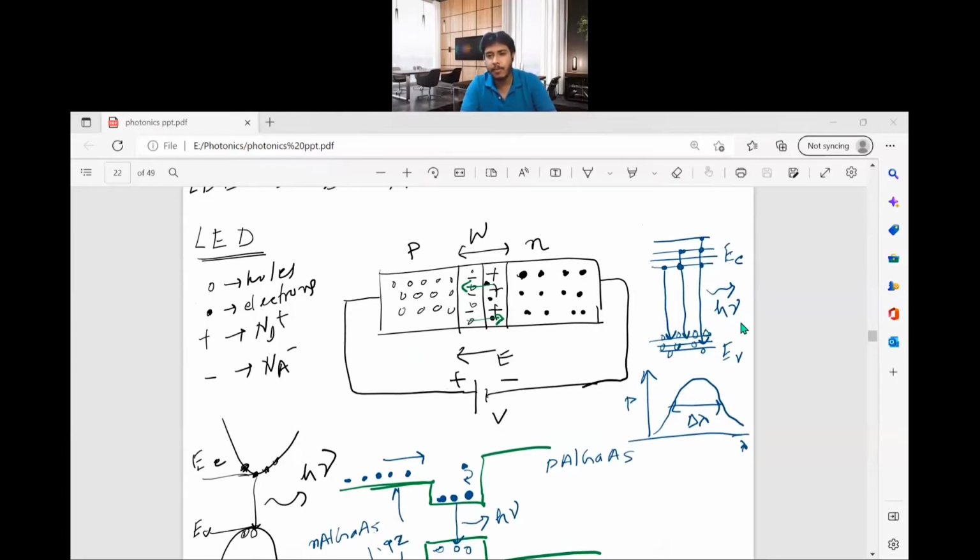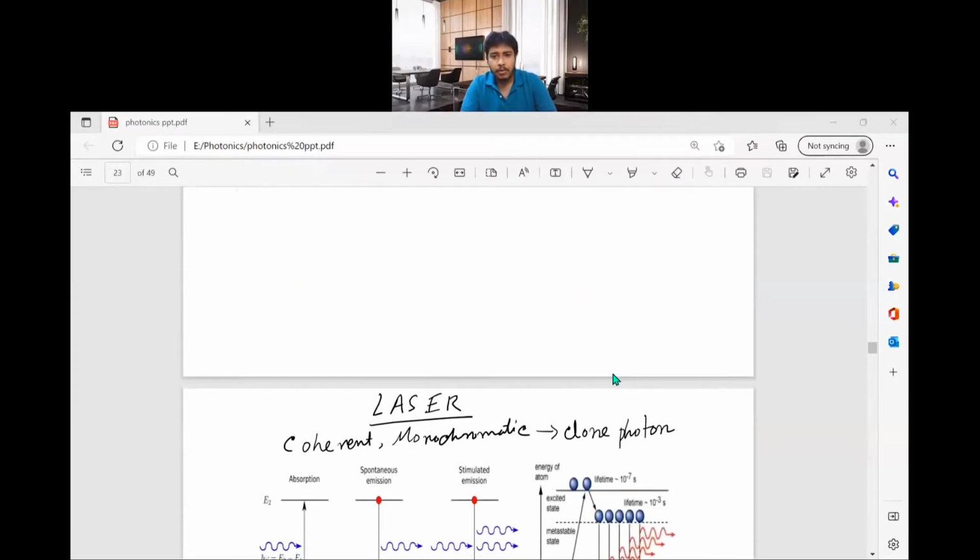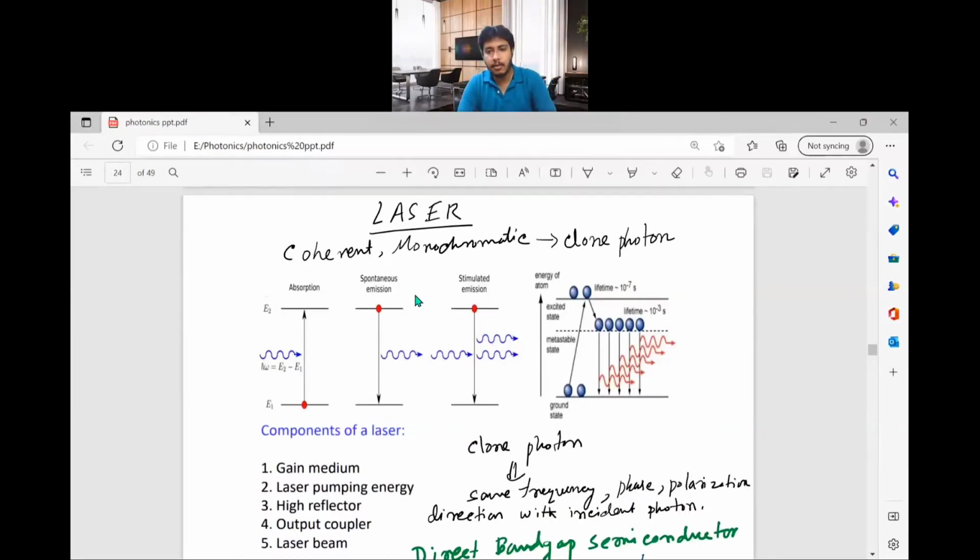Okay. So this is c by lambda. So lambda will depend upon the band gap. So if you change the material, if you change the band gap, you will get different colors of light and different wavelengths of the light. So we have discussed the LED before.